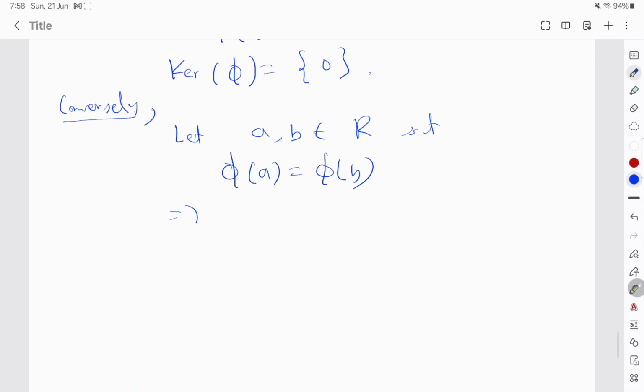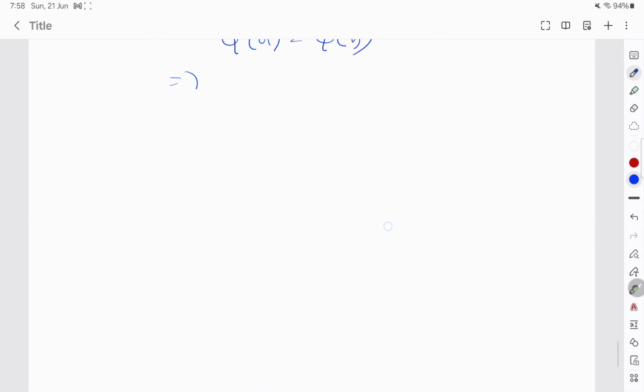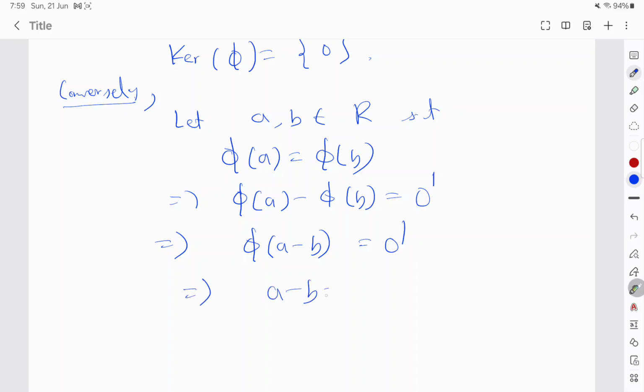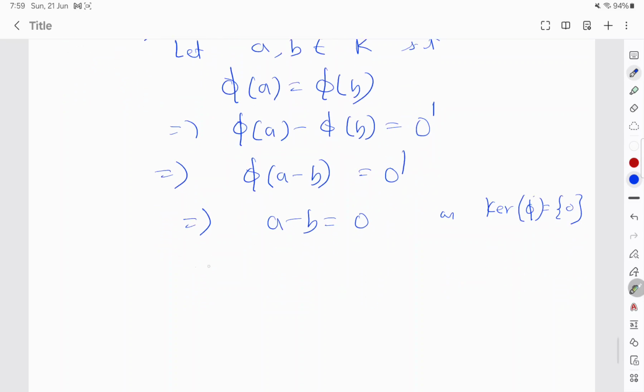In the converse part, basically you have ker phi equal to {0}, that you know. Now if you take everything to one side, you write 0' because this is in R'. So from there you have phi of a minus b equals 0'. So what will you get? a minus b equals 0, because ker phi is only the 0 element, so a minus b should be 0. So from there you get a equals b. So phi is one-to-one.